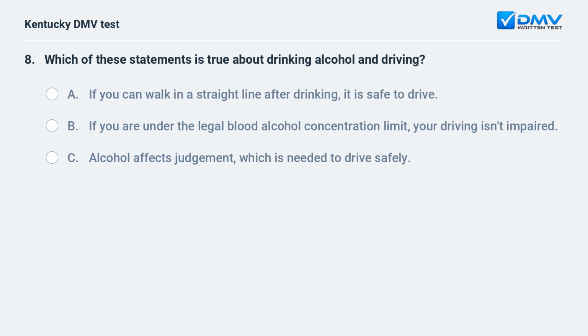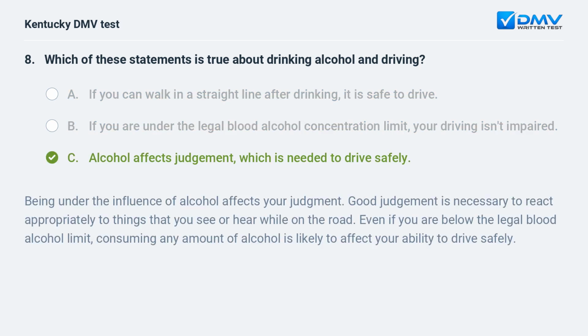Which of these statements is true about drinking alcohol and driving? A. If you can walk in a straight line after drinking, it is safe to drive. B. If you are under the legal blood alcohol concentration limit, your driving isn't impaired. C. Alcohol affects judgment, which is needed to drive safely. C. Alcohol affects judgment, which is needed to drive safely.